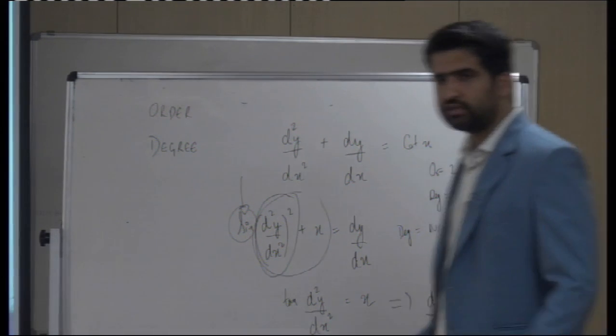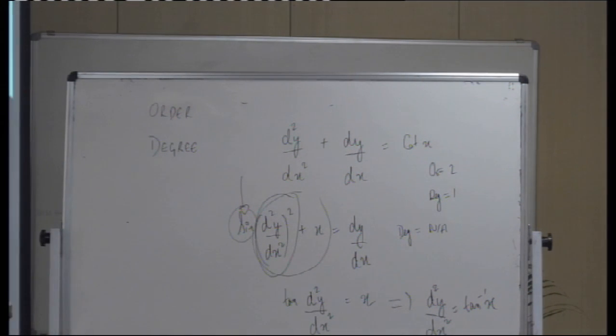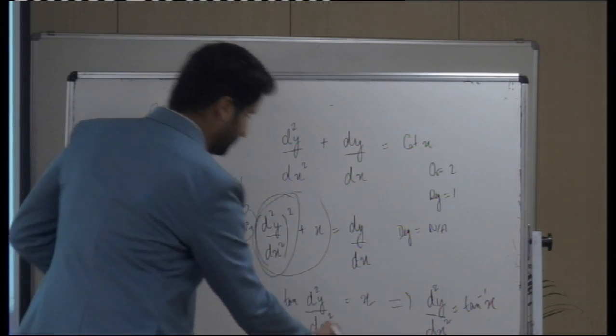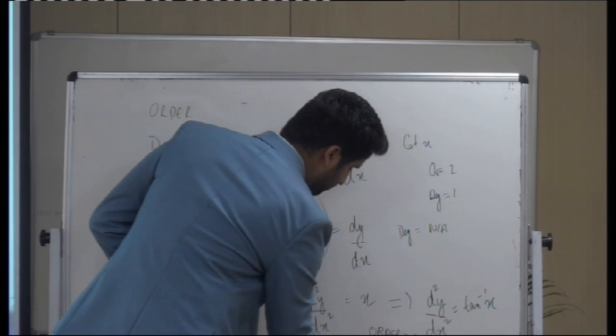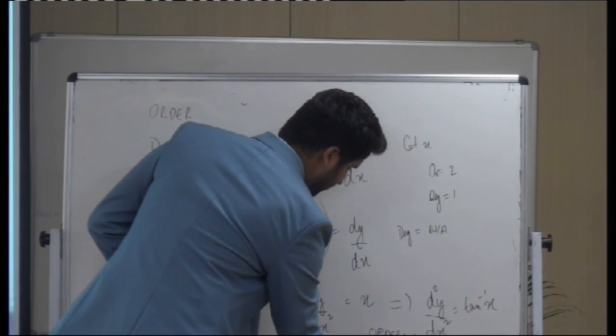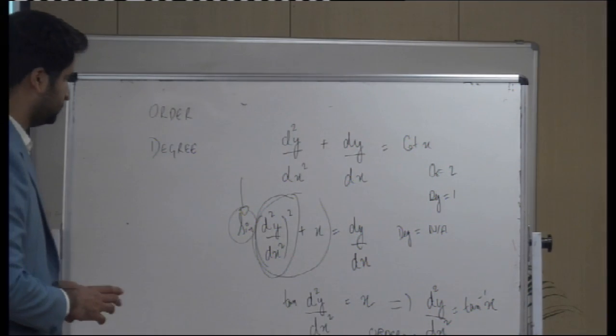And what is the order of this equation? 2, and the degree is equal to 1. Correct. So here, write down order is equal to 2 and degree is equal to 1.